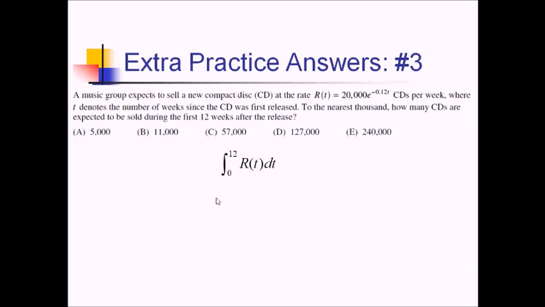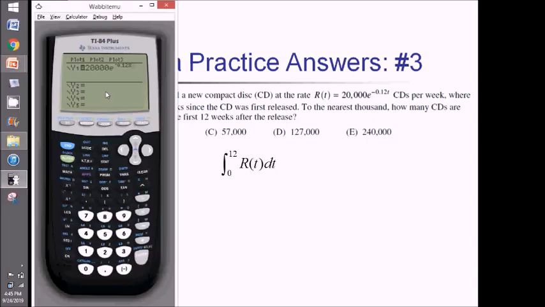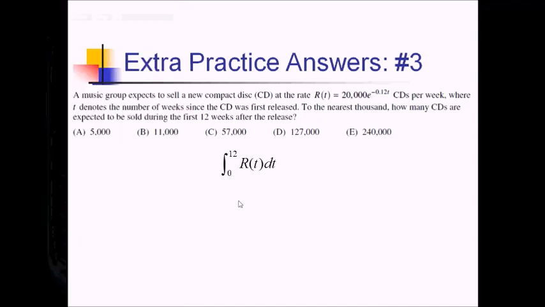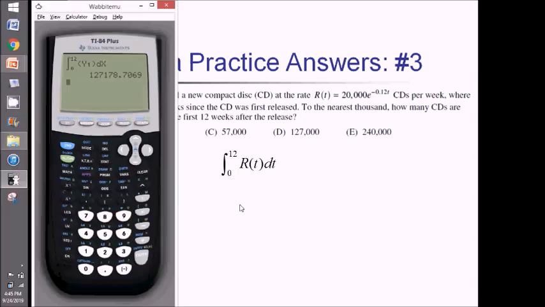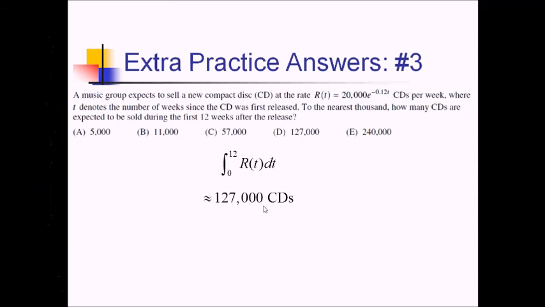So I'm going to do integral from 0 to 12 of R of t dt, and let me put that in the calculator. I'll begin by putting this in my y1 just to make it a little easier to move around. And now I have math 9 for integral, 0 to 12, and alpha trace to get my y1, dx. Enter. That gives us about 130,000 if we round that off. Although actually, no, nearest 1,000 would be 127,000. I was doing 10,000s. So 127,000 CDs, that would be choice D.